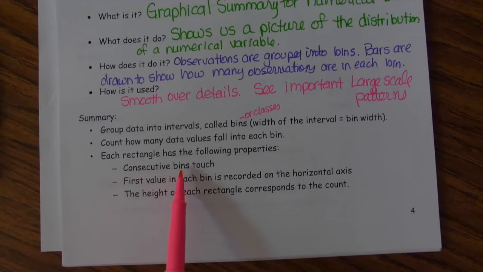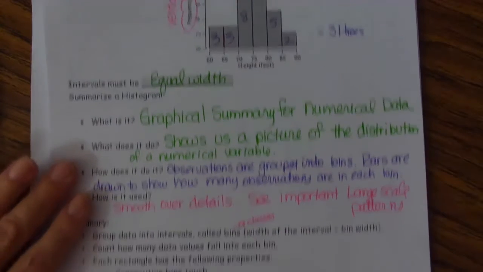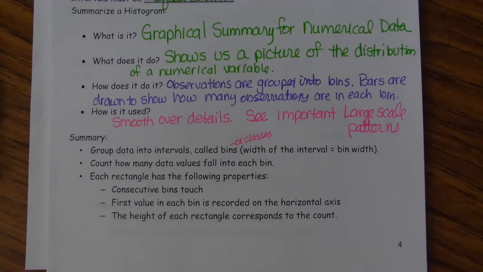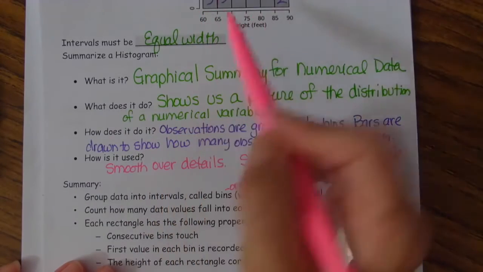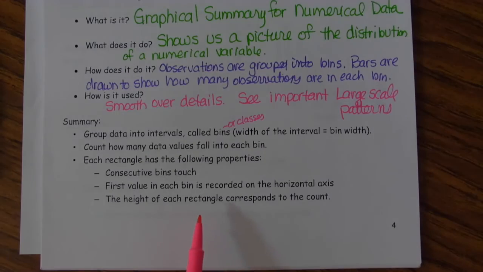The consecutive bins touch. So notice there's no space in between our rectangles. We could have an empty space where there's no data, but for continuous data here, we've got touching. The first value in each bin is recorded on the horizontal axis. The height of each rectangle corresponds to the count.